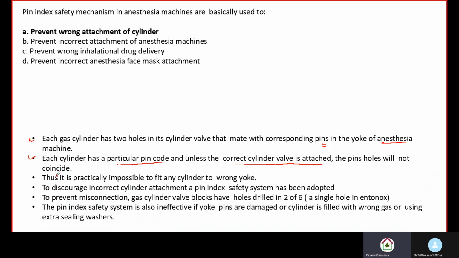To discourage incorrect cylinder attachment, the pin index safety system has been adopted. And to prevent misconnection, gas cylinder valve blocks have holes drilled in 2 of 6 positions. That's a single hole in entonox. Otherwise, there are holes drilled in 2 of 6. That's why there are 2 numbers, 1,5, 1,6, like this. The pin index safety system is also ineffective if yoke pins are damaged, or the cylinder is filled with wrong gas, or extra sealing washers are used. Okay.